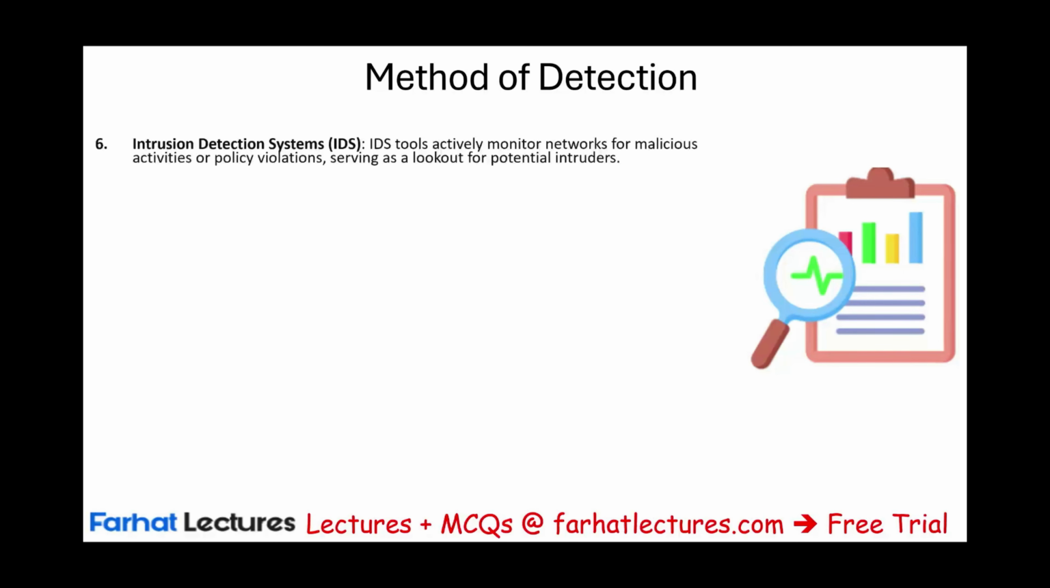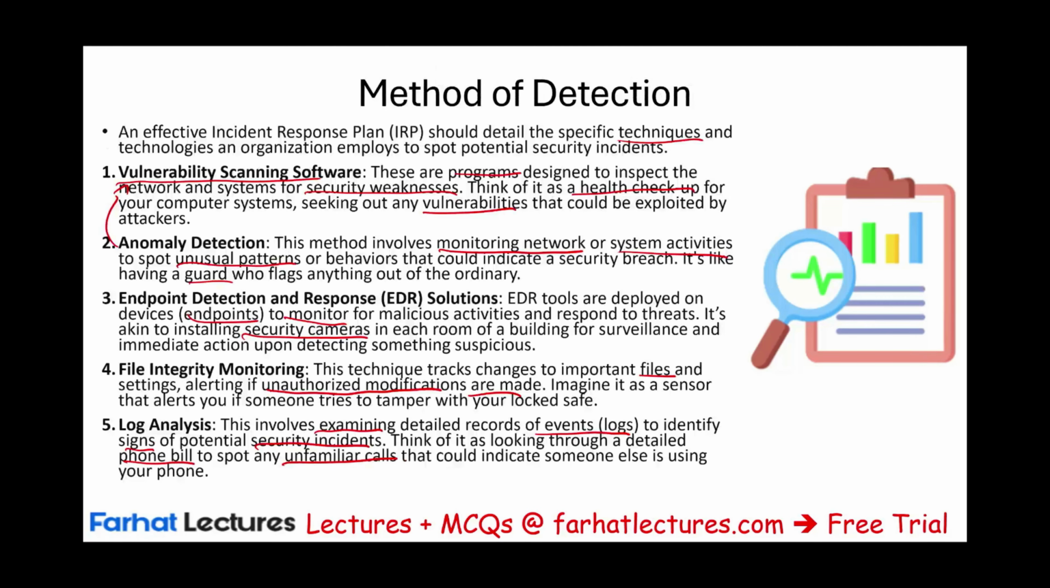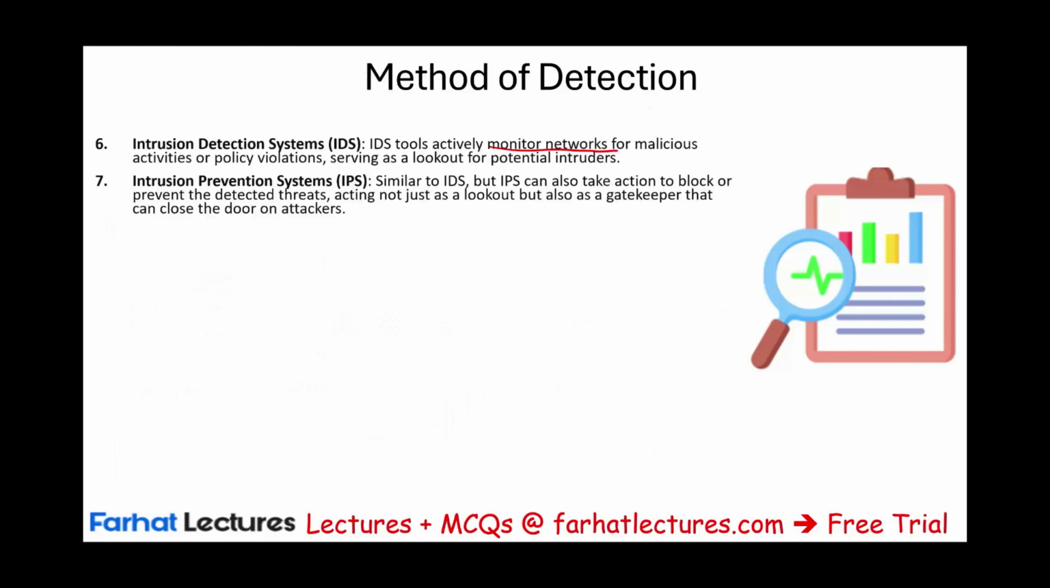Also, we could use IDSs, intrusion detection systems, those tools that actively monitor the network for malicious activities or policy violations. Again, kind of similar to vulnerability scanning software, but those are specific tools. Then we have intrusion prevention systems. Again, similar to IDS, IPS can also take action to block or prevent. So IPS tries to block something from happening. If something surpasses the IPS, the IDS, the detection system, should detect it, acting not just as the lookout, but also as the gatekeeper that can close the doors on attackers.